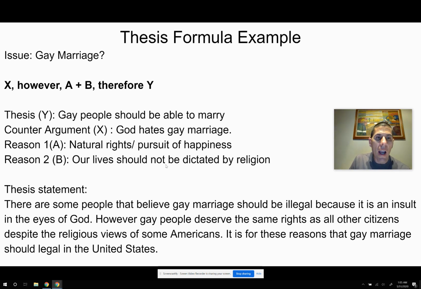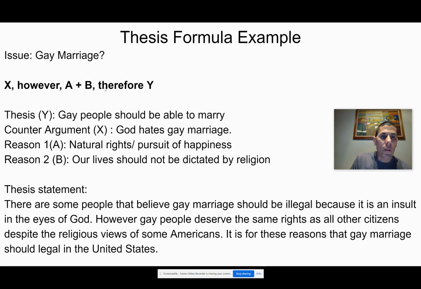However, I combine these two, by the way. Gay people deserve the same rights as all other citizens. That's A, despite the religious views of some Americans. That's B. I combined them, guys. You could word it differently. You could have said, and religion should not dominate our society and dictate who can marry and who can't.